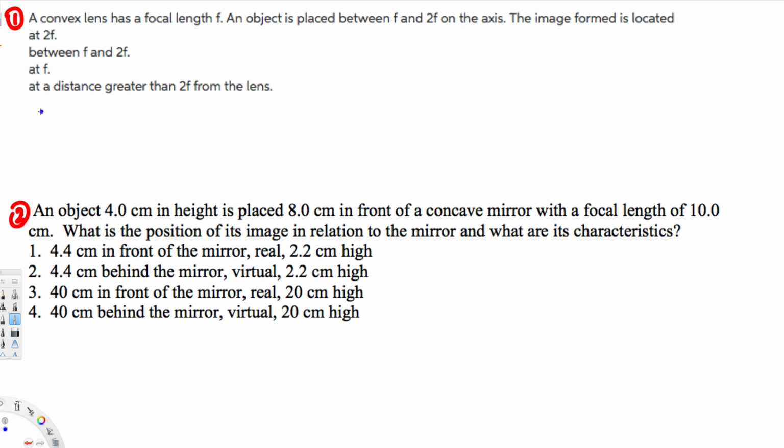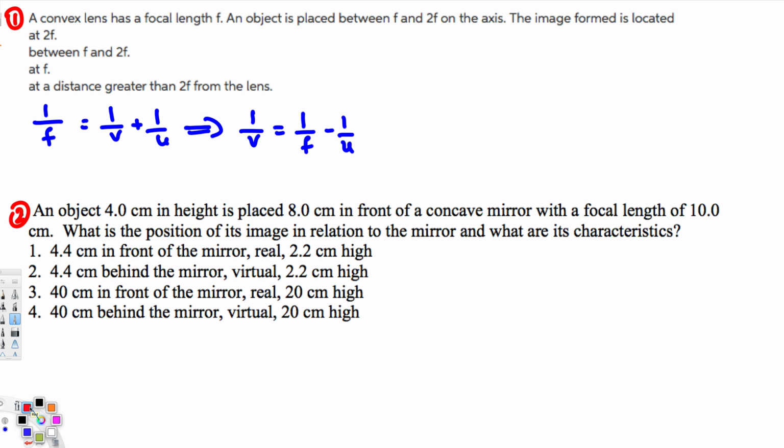To find this one, we can use the lens equation, that is 1 over f is equivalent to 1 over v plus 1 over u. So here we are trying to find the image distance, right? That's v. f is the focal length, v is the image distance, u is the object distance. Now to find the image distance, we have to rearrange. This is going to be 1 over v is equivalent to 1 over f minus 1 over u.